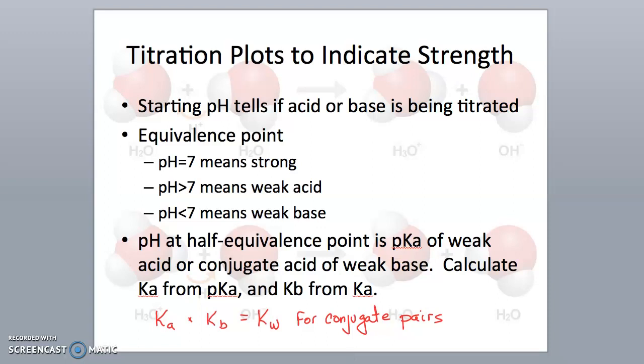Also worth noting, we can calculate Kas from pKas, and we can get Kbs from Kas using the relationship shown at the bottom. This has to be a conjugate pair, so we can't just take any acid and base and get a K value. We have to have conjugate pairs to use that relationship.